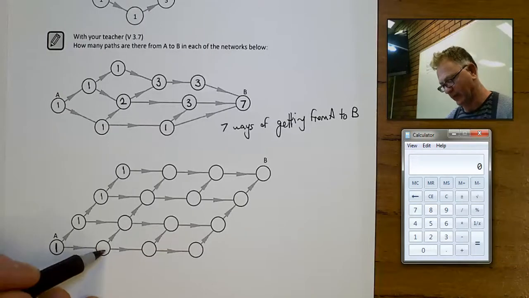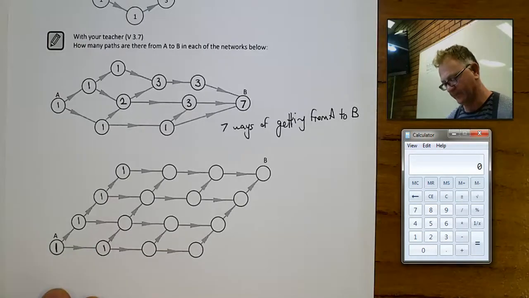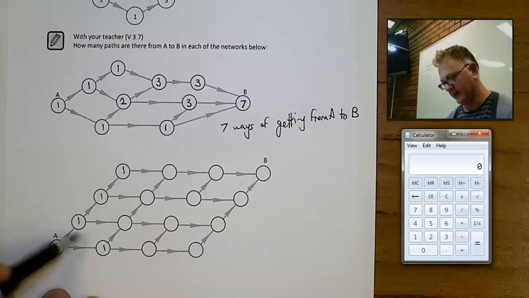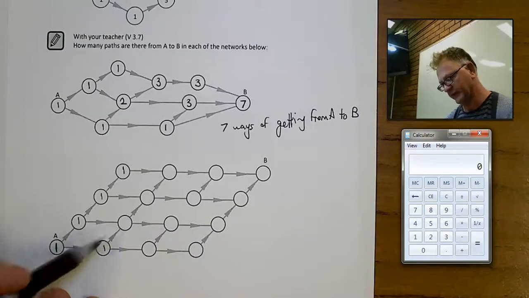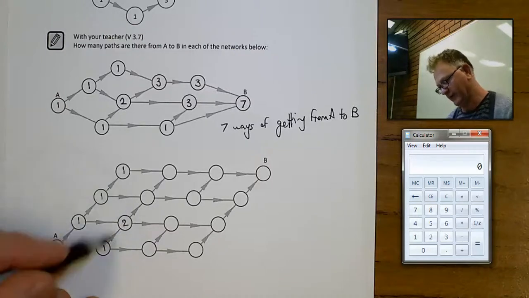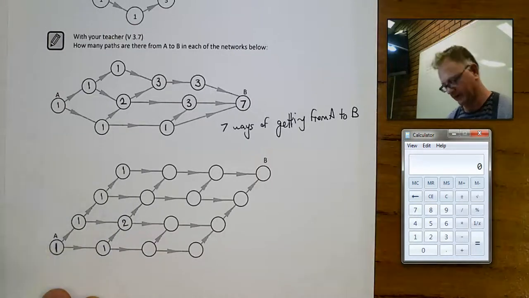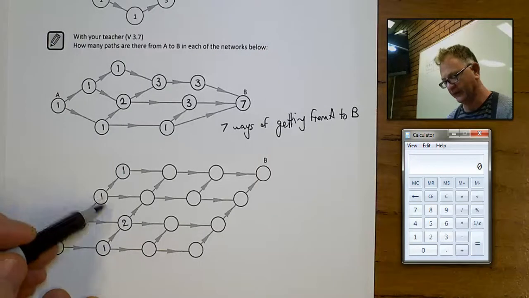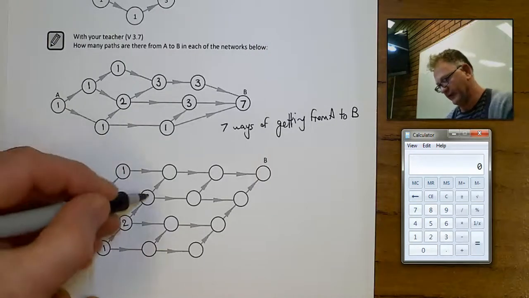Now there's one way of getting to there. Now to get to here, there's one way of getting here, one way of getting here. You could come into from there from either of those ways. There's 2 ways, so either that way or that way. 2 ways of getting there. There were 2 ways of getting here and one way of getting here, so that means there are 3 ways of getting to this point.